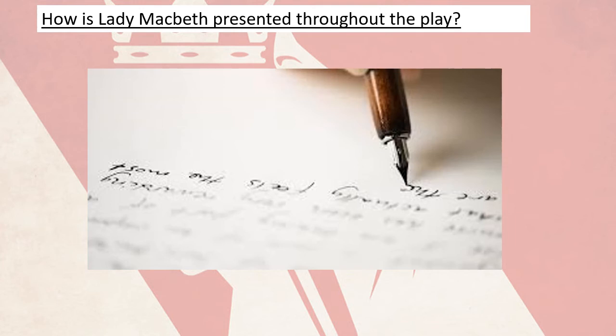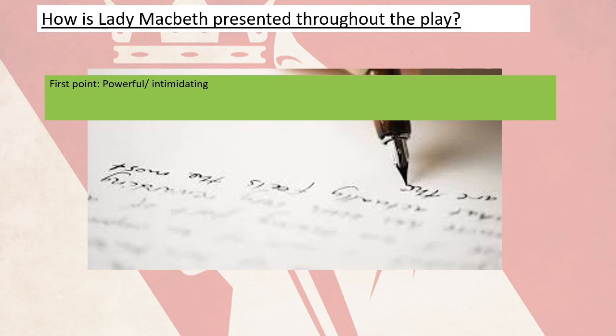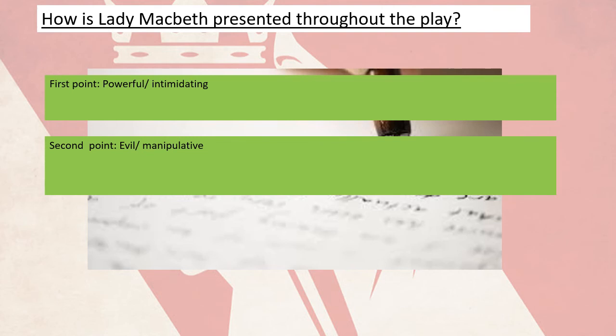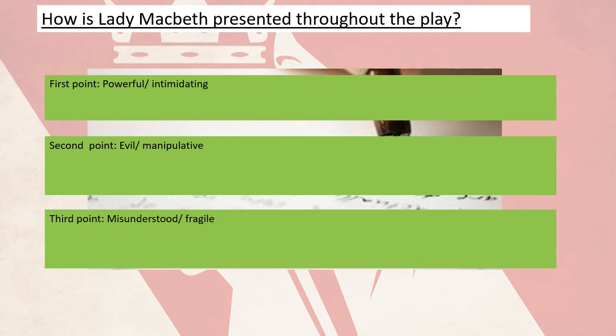So to begin with, you need to come up with 3 main points. So your first point might be that she is powerful and intimidating, and you would have to find evidence from across the play to make that point. Your second point might be that she is evil and manipulative, again finding evidence from across the play to make that point. And your third point might be that she is actually quite misunderstood and fragile, once again finding evidence from across the play to make this point.